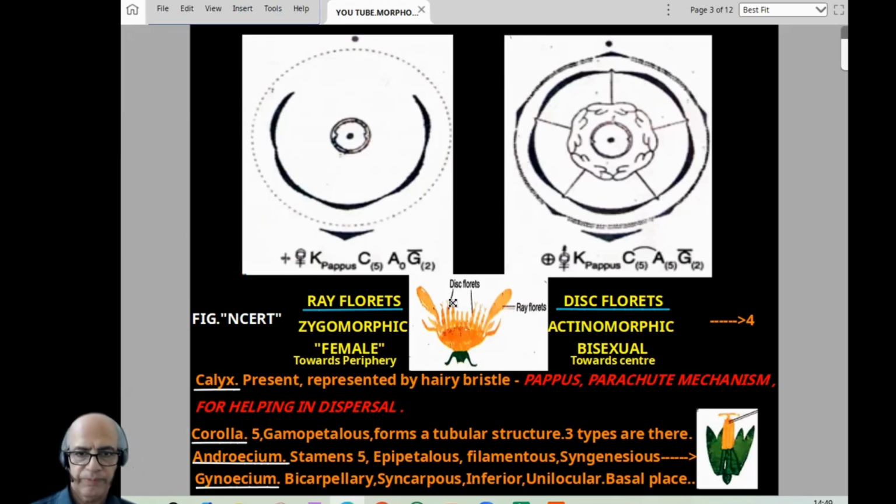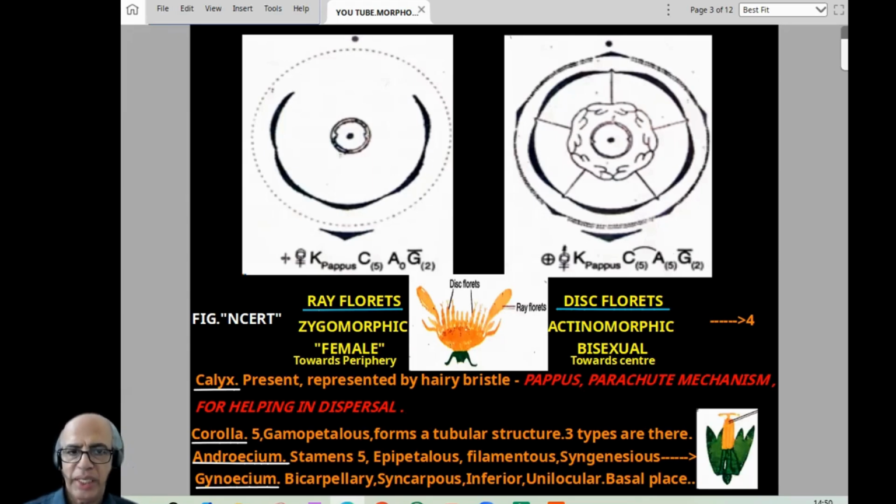part is disc florets. And when we come to the disc floret, it is actinomorphic. See, through the center we can get two equal halves. Actinomorphic, bisexual, both the sex organs are there, and that is towards the center. So this part is the disc floret, the periphery is the ray floret, and the floral formulae are given for both, which we can learn later. So a beautiful floral diagram, and flowers also are shown for comparison, so it'll be easy for you. Now coming to the calyx. Calyx is present, and it is represented by hairy bristles, which is otherwise called pappus.